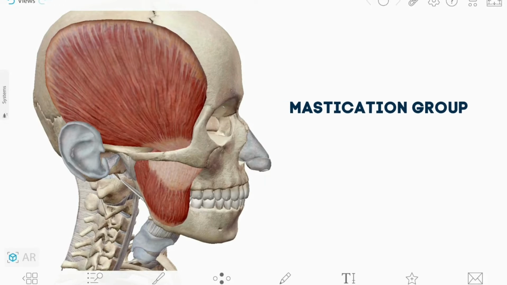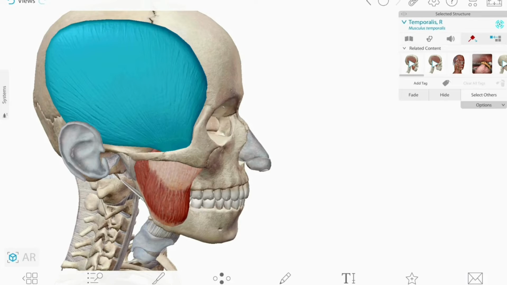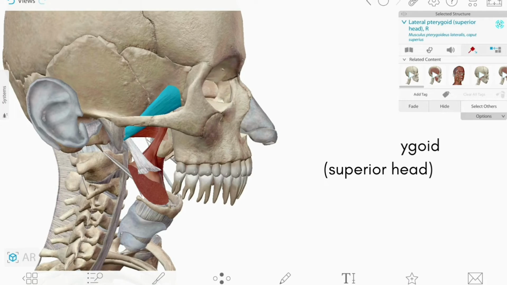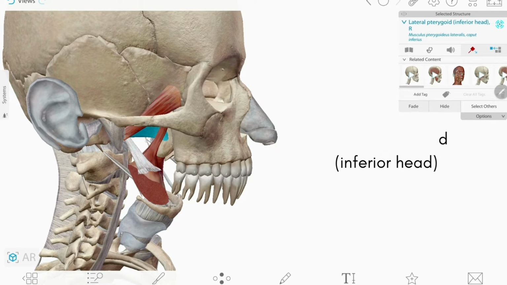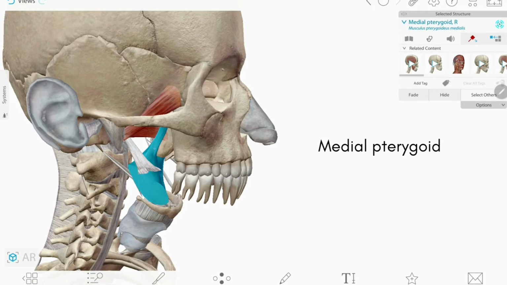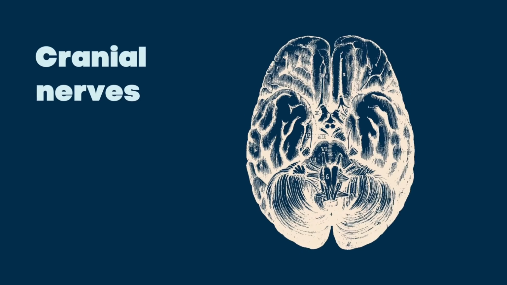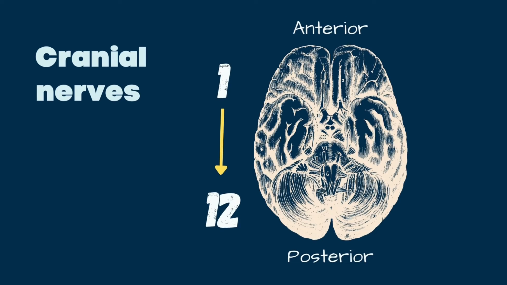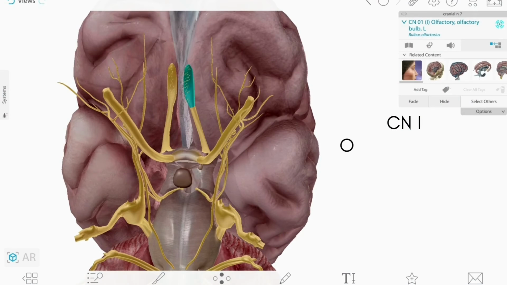The mastication group comes last in our list. This group of muscles includes the temporalis, masseter, superior head of the lateral pterygoid, inferior head of the lateral pterygoid, and medial pterygoid. The cranial nerves will be the subject of our next discussion. Numbered from anterior to posterior, 1 to 12, cranial nerves protrude directly from the brain.